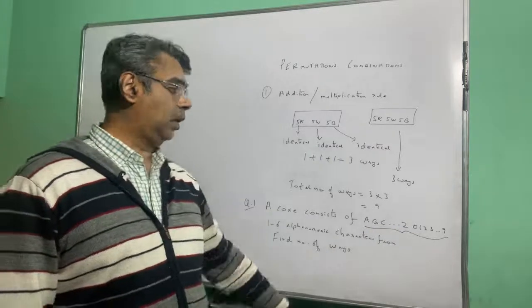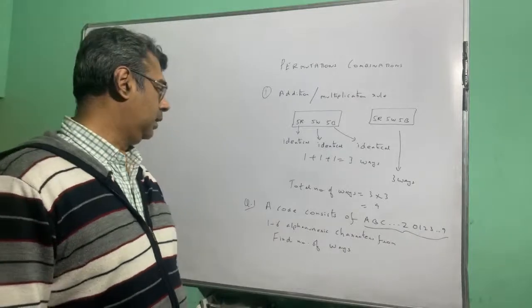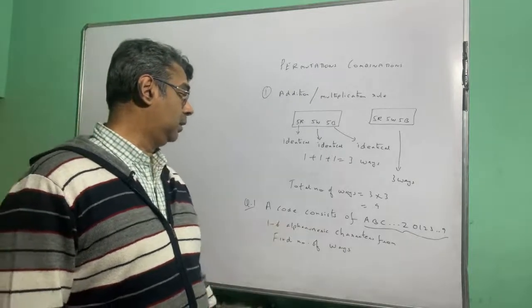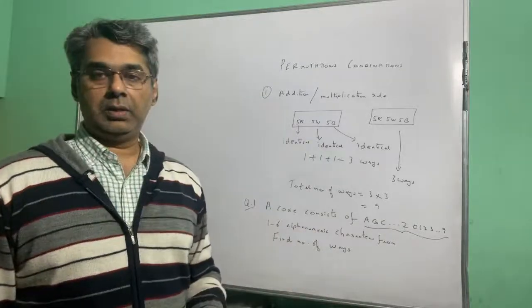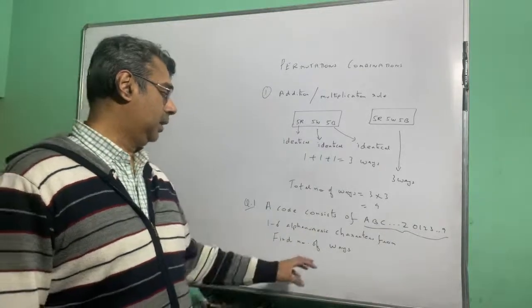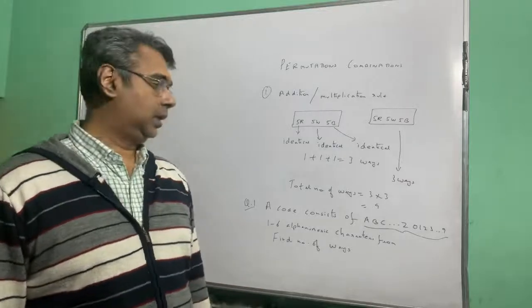So the question is, in how many ways can you do it? There is a code, and from A to Z and 0 to 9, you have to choose between 1 to 6 alphanumeric characters. The question is that in how many ways can you do it? That is the question.